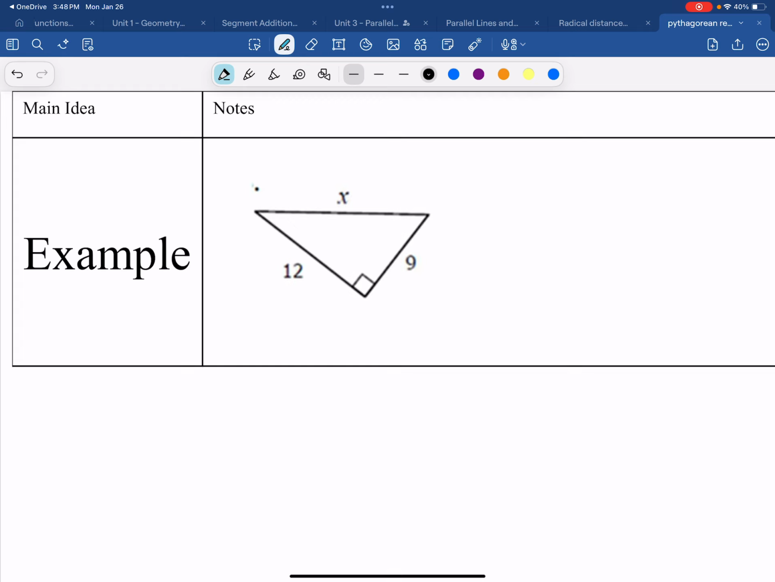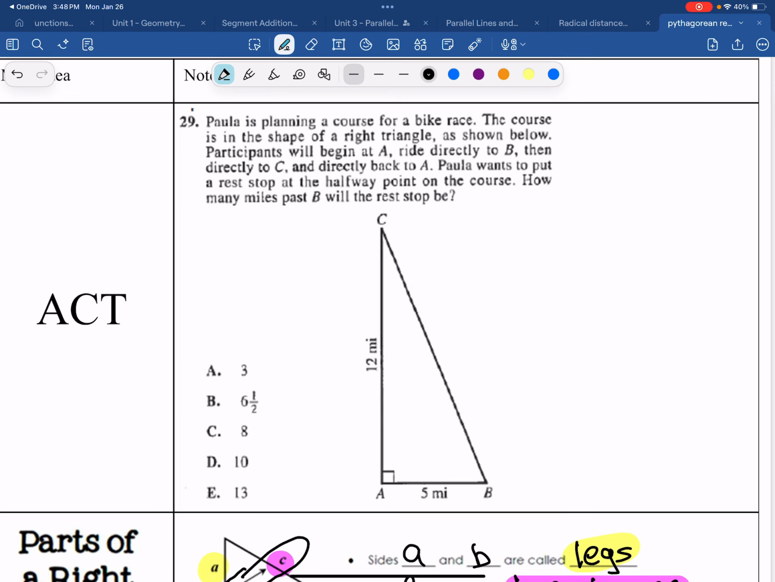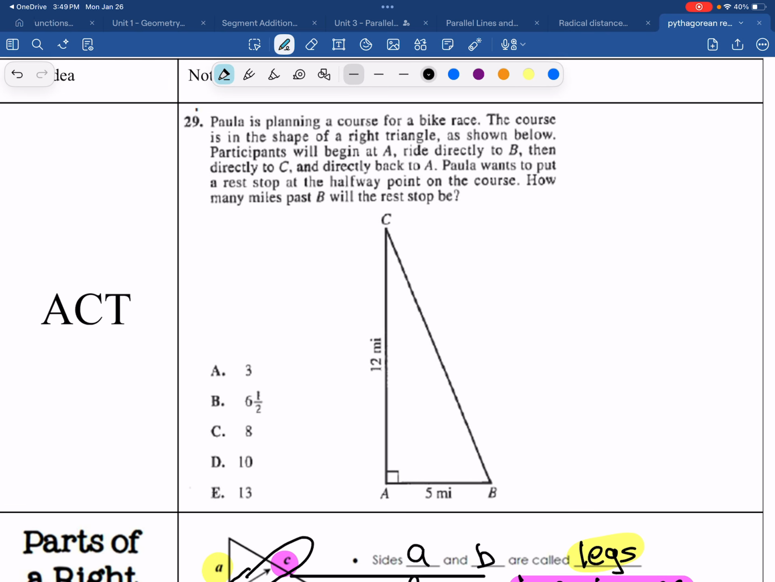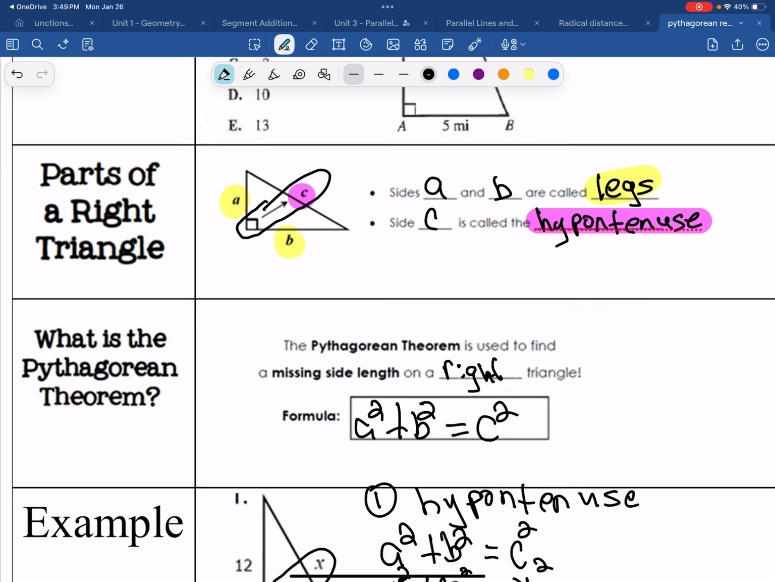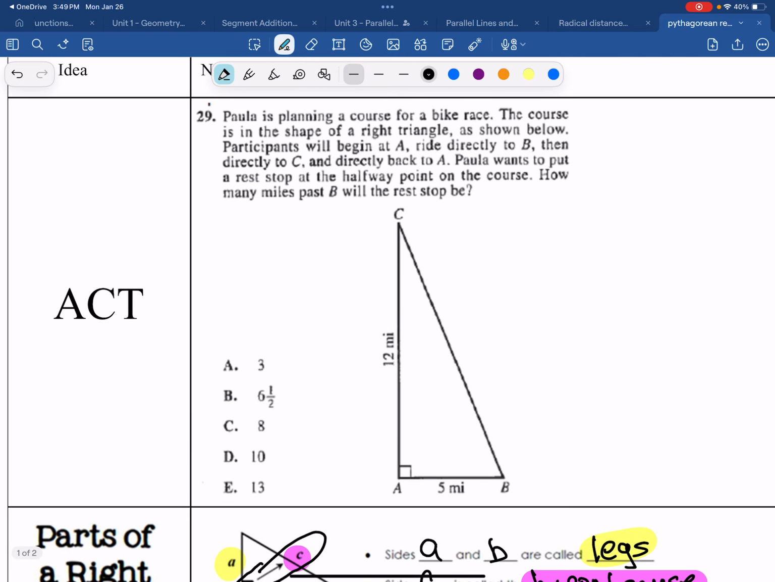Okay, so now that you're back from working this example, I want you to go back and rework the ACT question now that you have a better understanding of it and see if you can get it right. Once you're done, bring me these notes so that you can move on to your assignment.